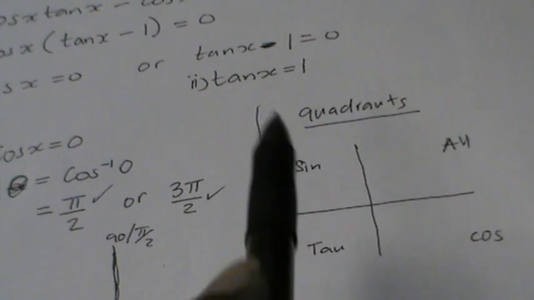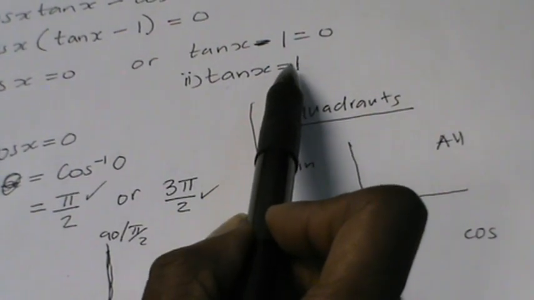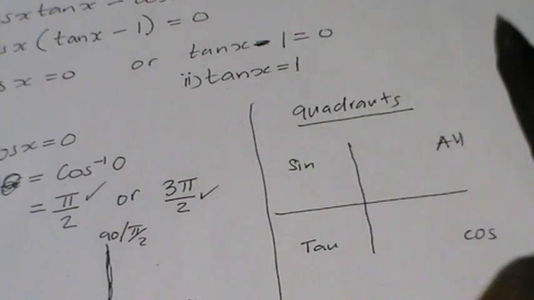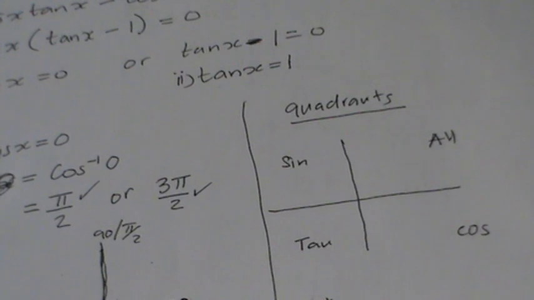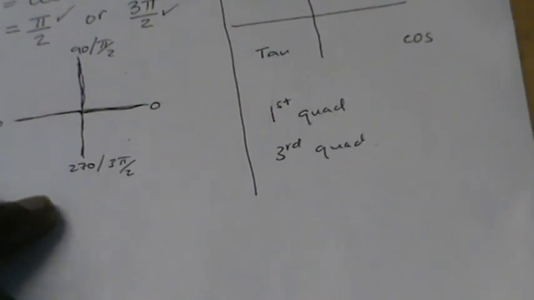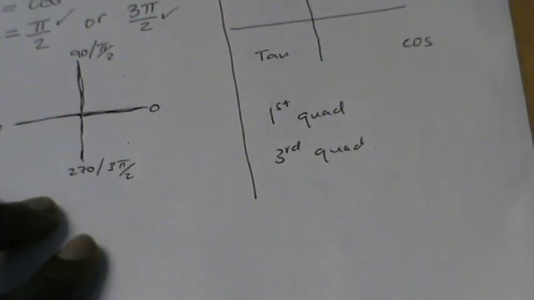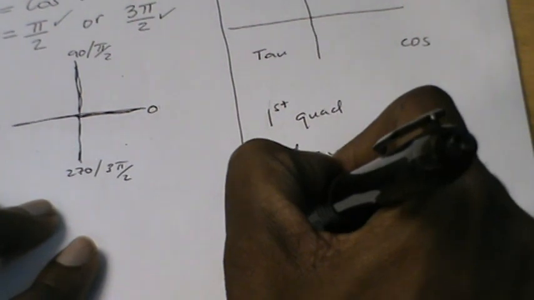And why did I pick positive? It is because of this. I look at this number over here, 1. 1 is a positive number. So positive here and positive over there. Then the next thing that I did from there, after finding the quadrants, was to determine my reference angle. So here I have my reference angle.